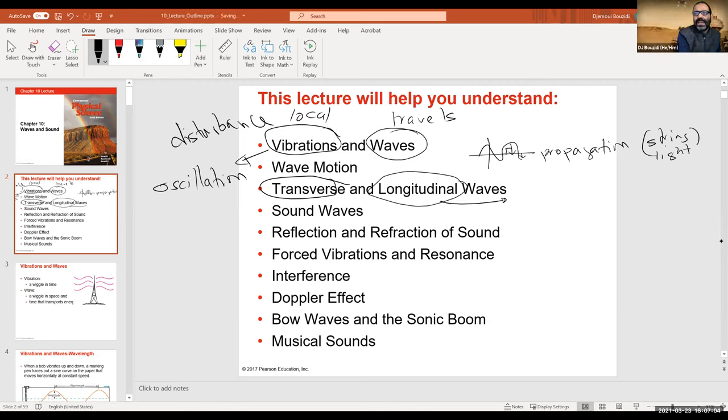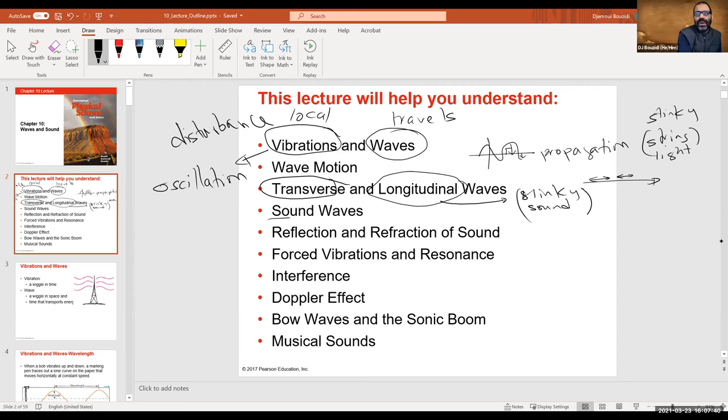Longitudinal waves, a good example of that is actually the slinky. The slinky can do both: it can be up and down, but it can also be compressional. And sound. Okay? So in the case of compressional or longitudinal waves, the disturbance is back and forth in the same direction as the direction of propagation. So in this case, the disturbance and the direction of propagation are in the same direction. That is really the difference between the two.